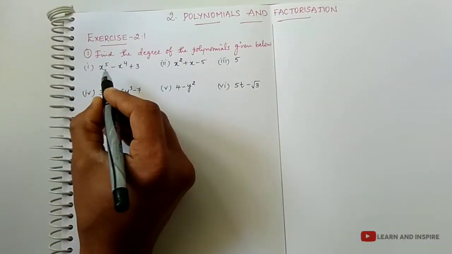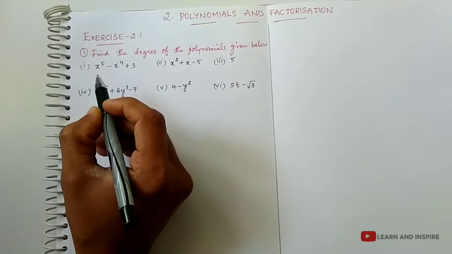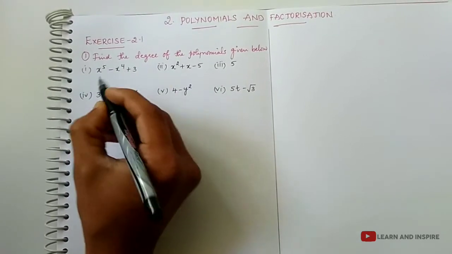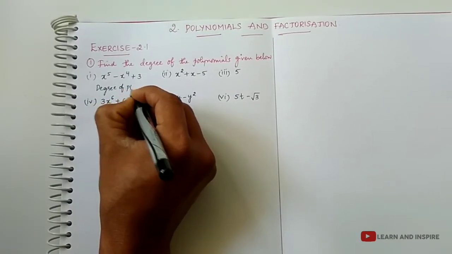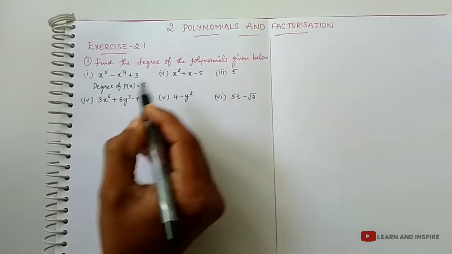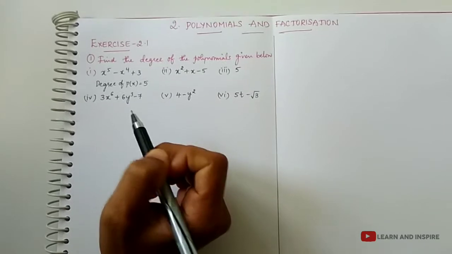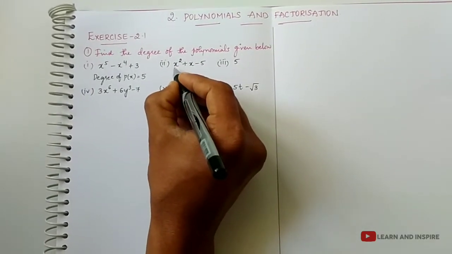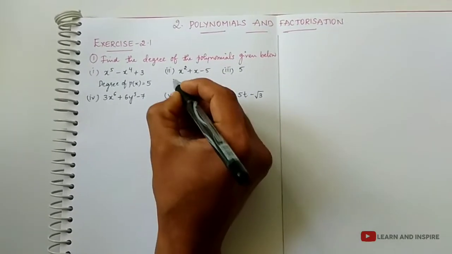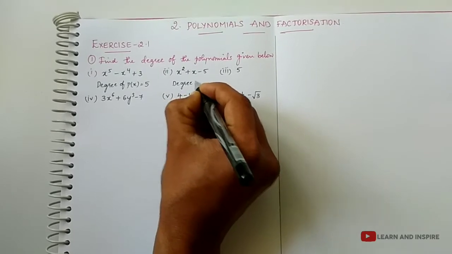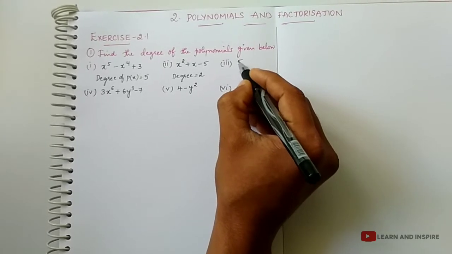First one, x power 5 minus x power 4 plus 3. From this polynomial, the highest degree is 5. So I write here, degree of p of x is equal to 5. p of x is nothing but a polynomial in variable x. Second one, x square plus x minus 5. What is the highest degree? Here 2 is the highest degree. I write degree is equal to 2.